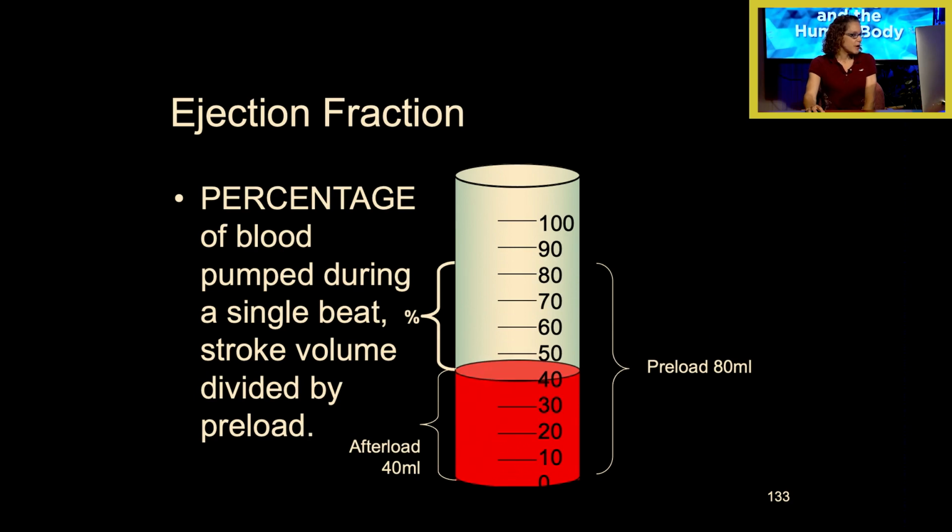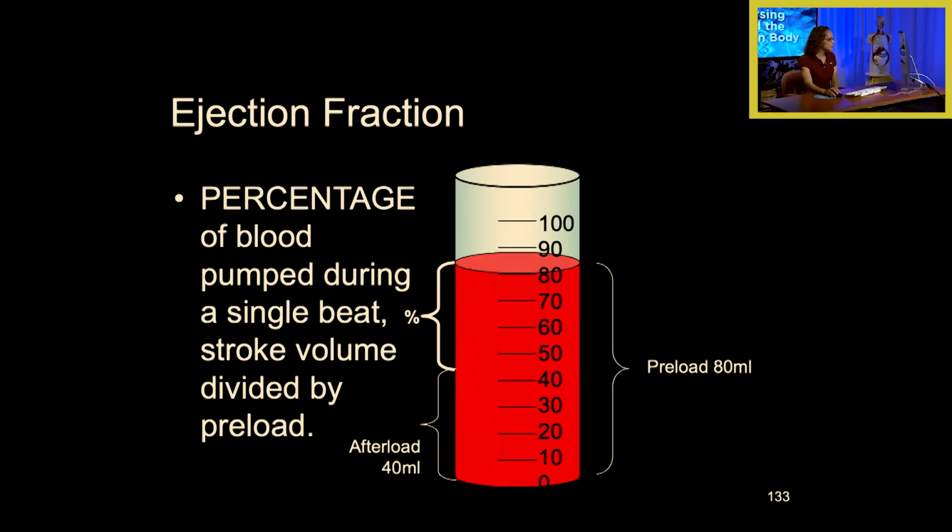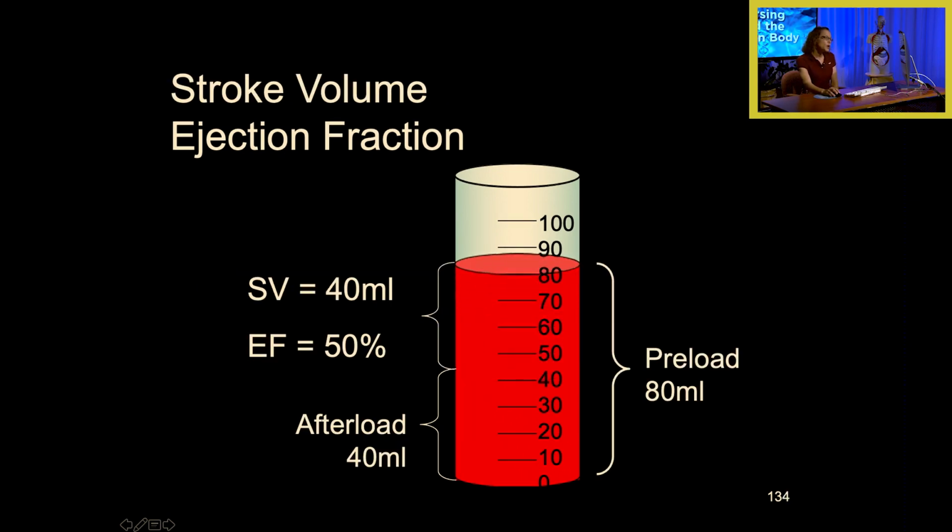The percentage of blood pumped during a single beat is the stroke volume divided by the preload. So in this example, we started out with 80 mLs of blood. The preload was 80. After the heartbeat, we were left with 40. And so what this tells us is that our percentage of blood pumped during this particular heartbeat was 50%. So we have a stroke volume of 40 mLs, but we have an ejection fraction of 50%.